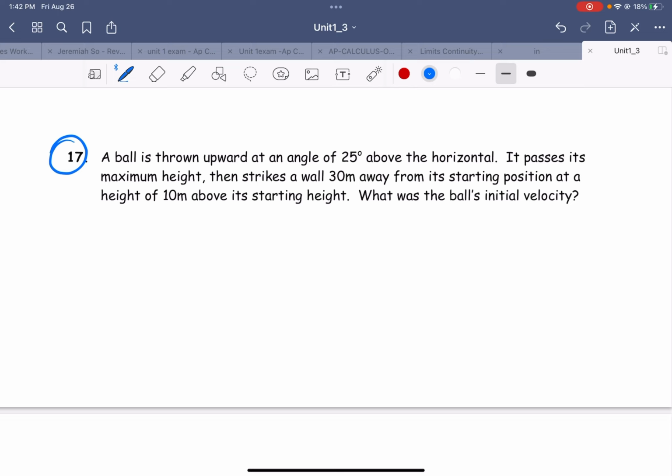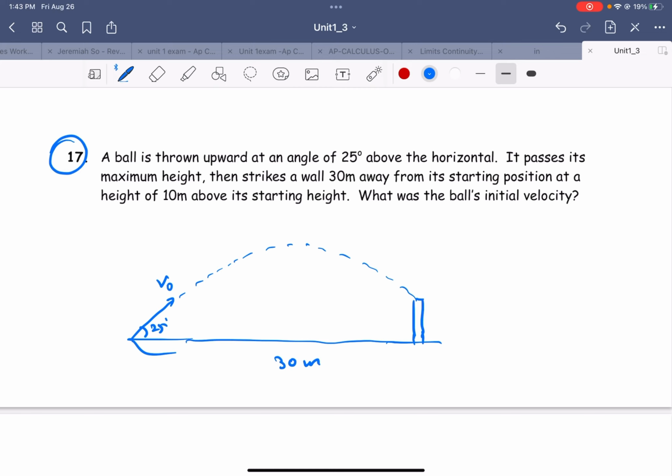So let me draw the situation here. You have a velocity initially, and that has an angle of 25 degrees. Okay? And then the ball keeps going up, and then it'll hit the wall. Let's say there's a wall, and the wall is 30 meters away. Then it'll hit the wall at 10 meters, down like that. Right, that's the situation. So what was the ball's initial velocity?